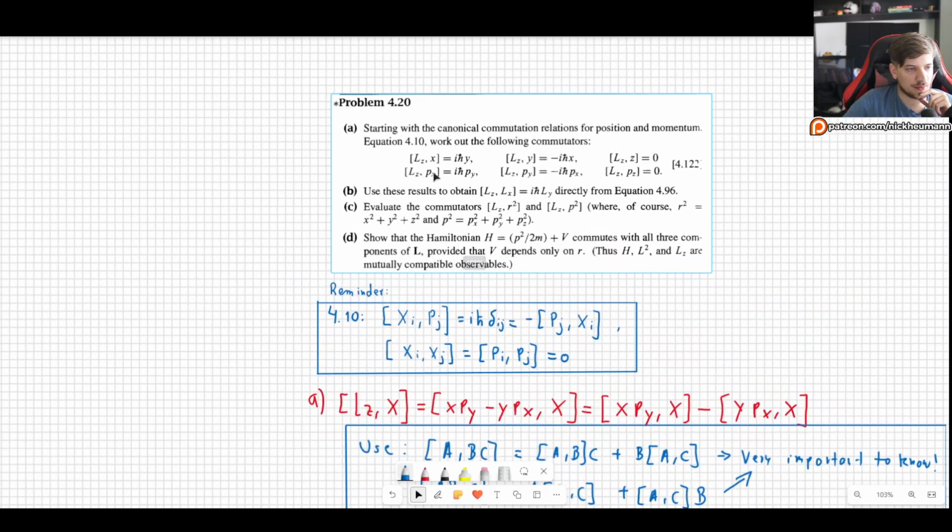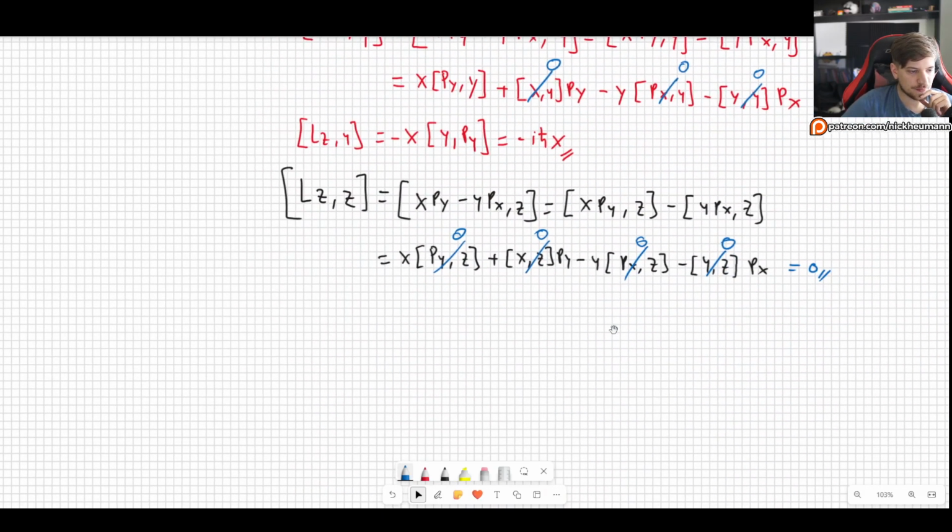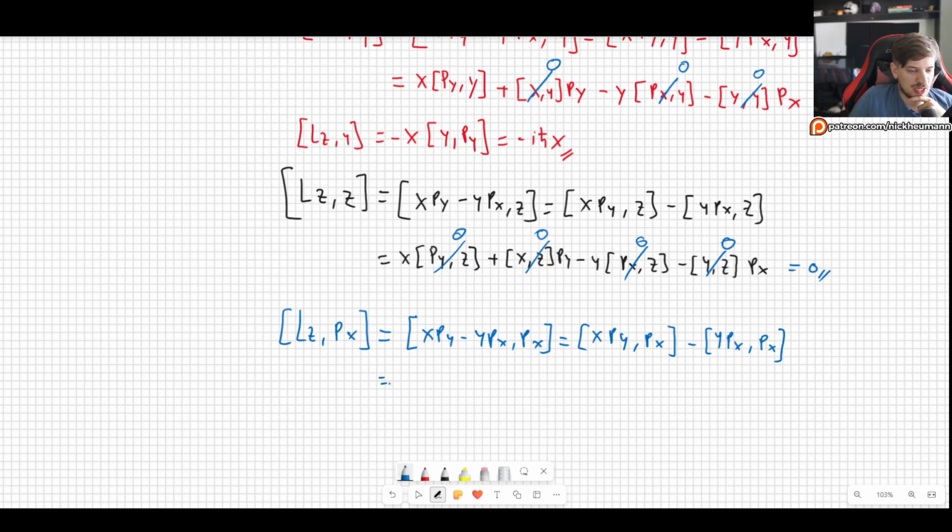Then we have Lz, comma px. So let's do that. So now we have the commutator of Lz, comma px. So again, let's do the exact same thing. So this would be iℏpy minus iℏpx, comma px. So you can see that the procedure is really just doing the exact same thing all the time. And now we have iℏpy, comma px minus iℏpx, comma px.